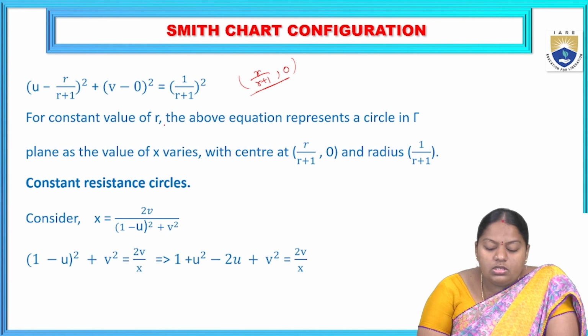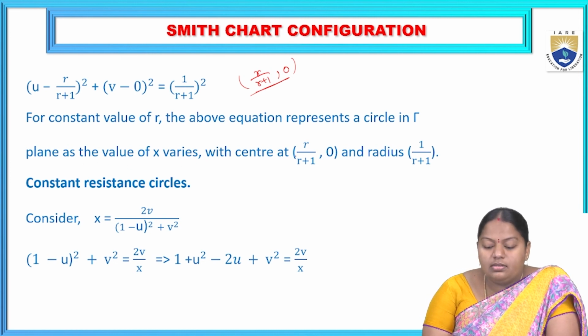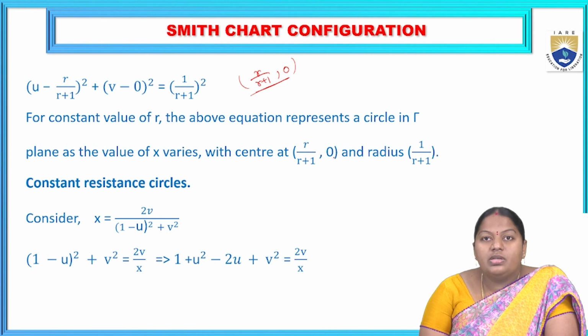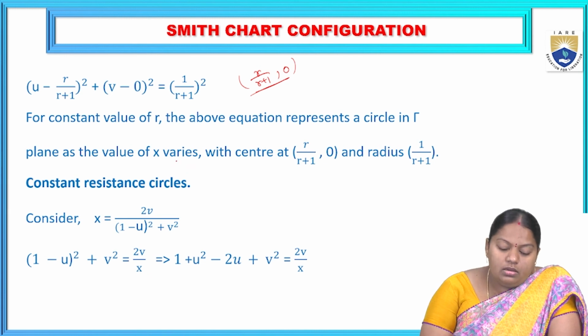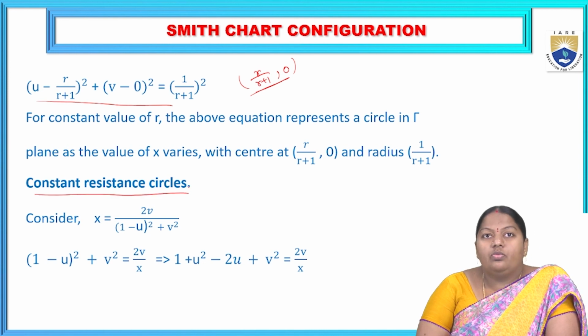For a constant value of r, the above equation represents a circle in the reflection coefficient plane as the value of x varies, with the center at (r/(r+1), 0) and the radius 1/(r+1). So this equation is called the constant resistance circle equation.